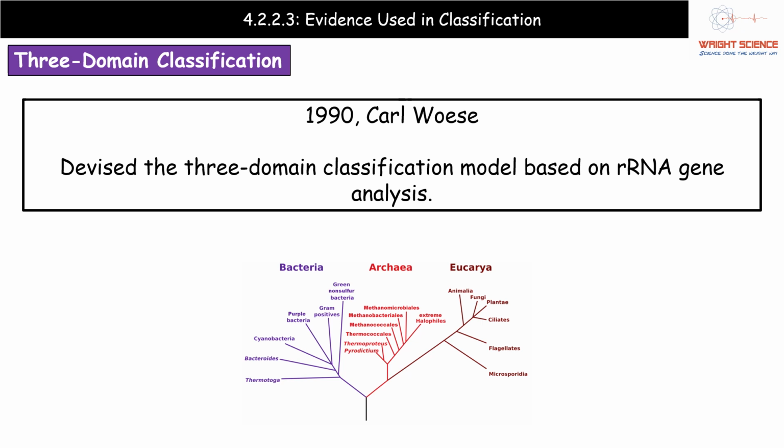Now, when we look at this three-domain classification, what we end up with are these three groups at the bottom. We've got the bacteria, the archaea, and the eukarya. So those are our three domains that we've split everything into.